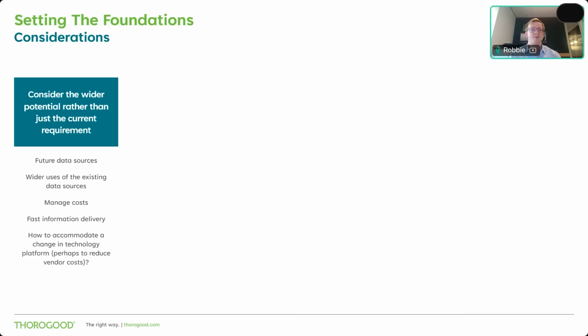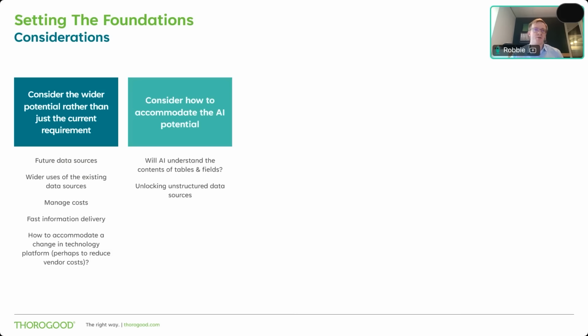And you need to be able to build it in a way that's going to accommodate future changes in technology. One such change that's come along is AI. And whenever you're building a new data platform, you now need to be considering how to accommodate AI potential. One big example is, will AI understand the contents of my tables and fields? So increasingly, we've worked with a lot of customers to use AI either in their data engineering processes or in sort of end user self-service of data.